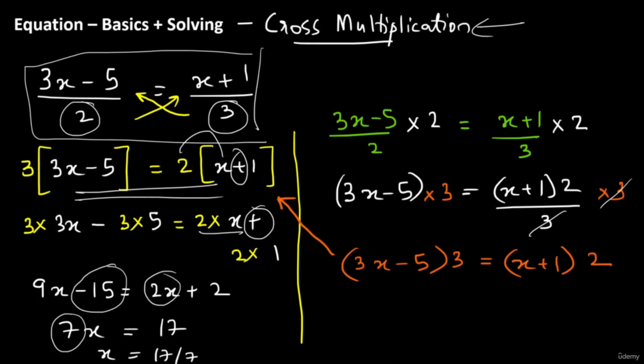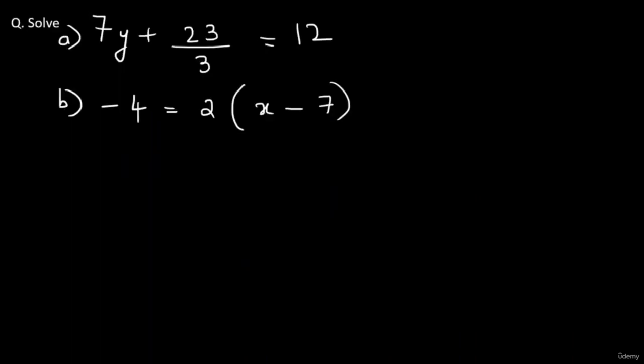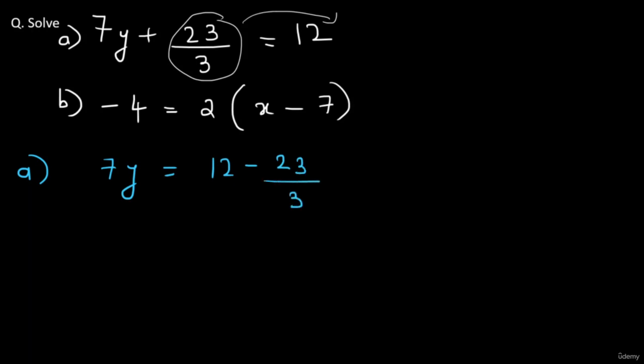All right. Now let's practice solving a few equations. The first one over here is 7y plus 23 by 3 is equal to 12. Now let me take this 23 by 3 to the right hand side. So over here it's plus, so over here it will become minus. So I get 7y is equal to 12 minus 23 by 3.